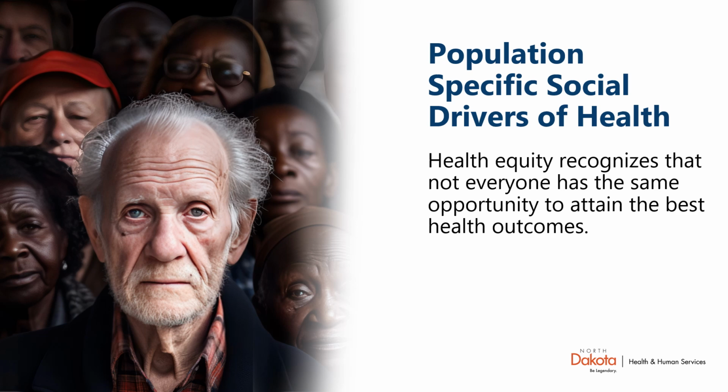In the next few slides, we will explore and discuss how social drivers relate to different population-specific health outcomes and the barriers these communities face. The populations we will focus on are rural populations, American Indian and Alaska Native populations, other minority populations, and limited English proficiency populations.